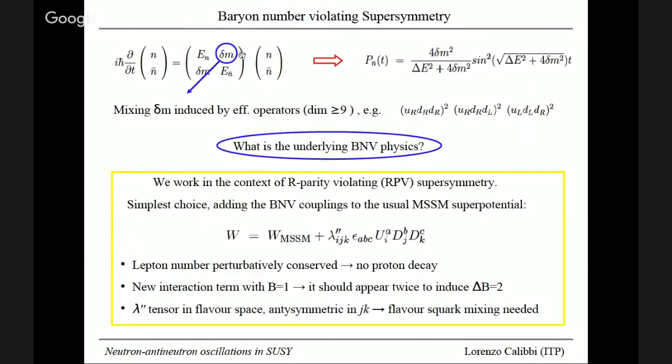So how can a mixing between a neutron and anti-neutron be induced? Of course, we can just work in a low energy effective theory, writing effective operators that can give rise to this kind of mixing. The simplest are of this kind. So you see these are six-quark effective operators, possibly of different chiralities. So this means that these are at least dimension 9 operators.